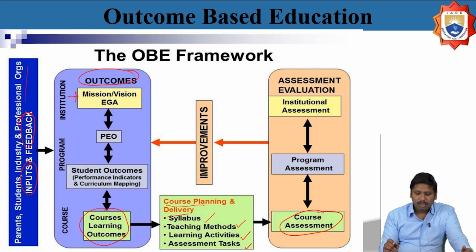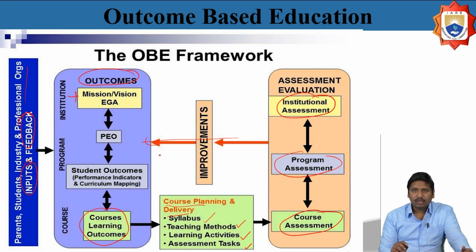Okay, so similarly, if any improvements are made in the program assessment, they should again be reflected back to the outcomes. And finally, for institutional assessment, if there is any improvement, it should be sent back to the outcomes again. And again, the parent-student feedback inputs are also going to be considered. And finally, all of this assessment and evaluation is going to be improved.